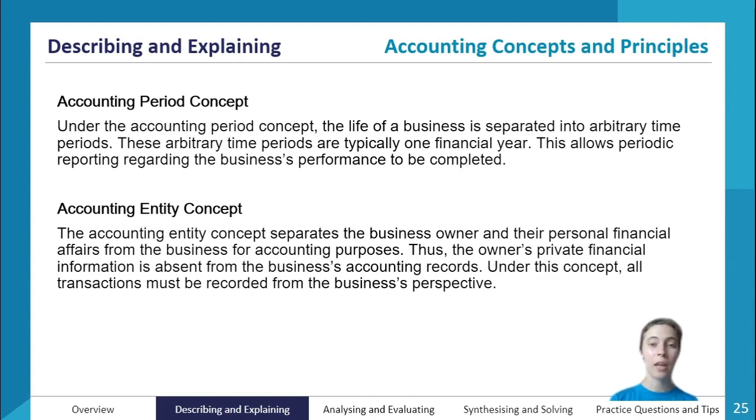So in terms of accounting purposes, they don't want your personal life to be intermixed with your business life, because that entity concept, it's a separate business. It's a separate thing. So the owner's private financial information is not going to be on the business's accounting records. And under this concept, all of the transactions must be recorded from the business's perspective. It can't be anything to do with the owner and looking at it from their personal perspective.